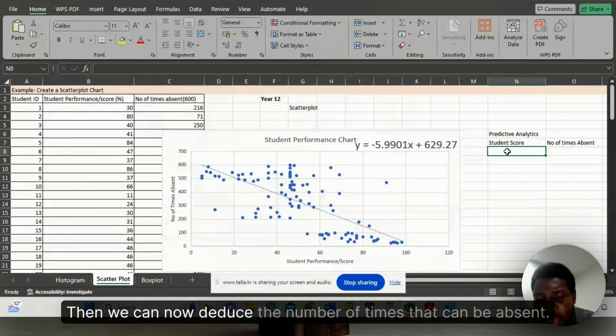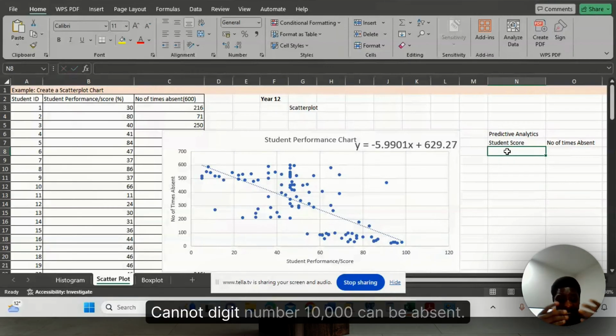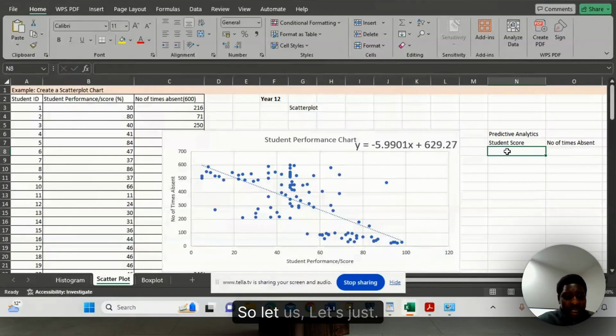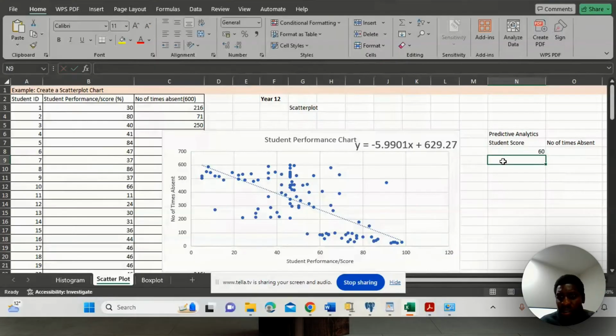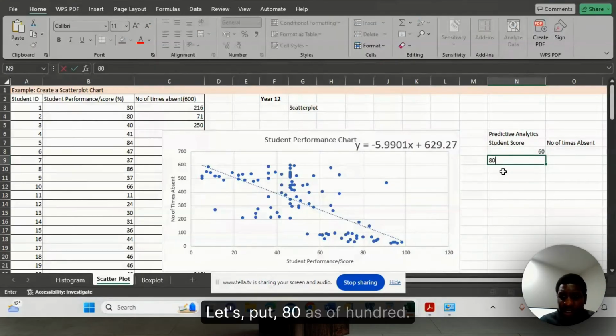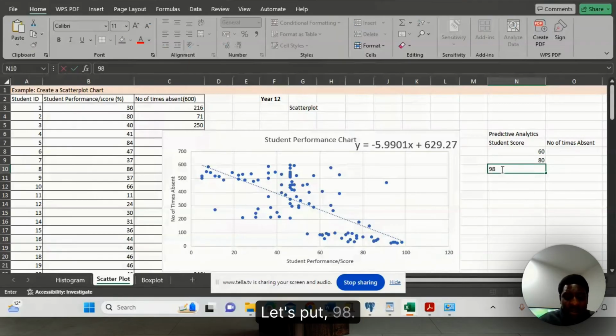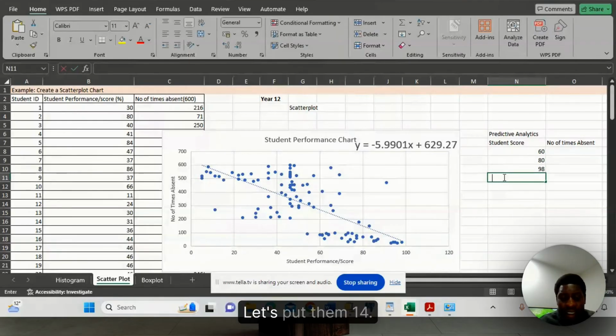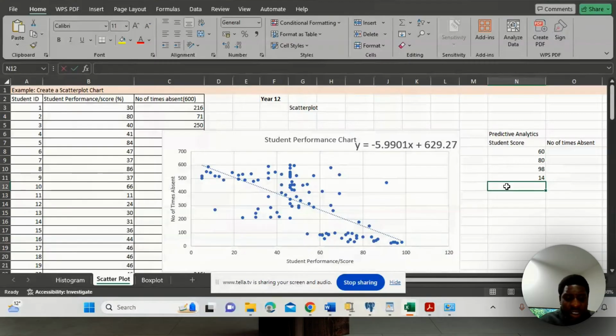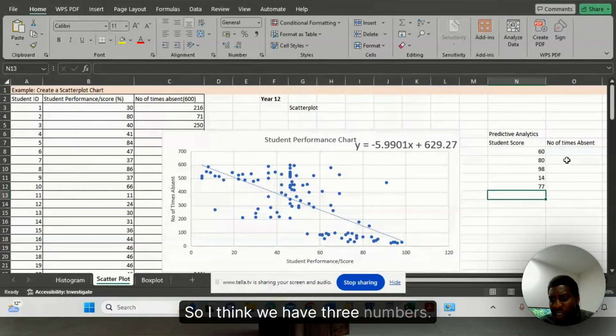We can now deduce the number of times that student can be absent. So let's just put some scores: student score 60, 80 over 100, 98, 14, and 77. All right, so I think we have five numbers.